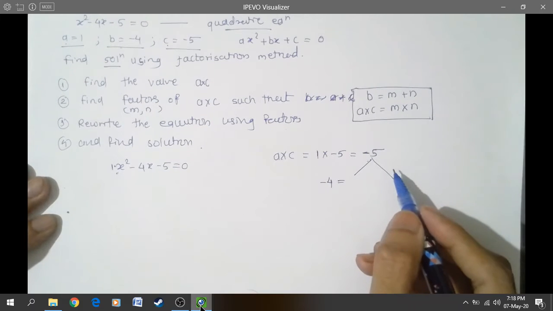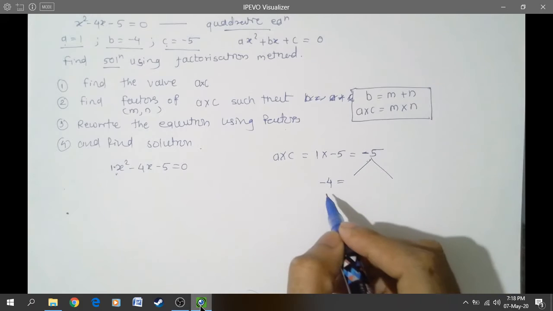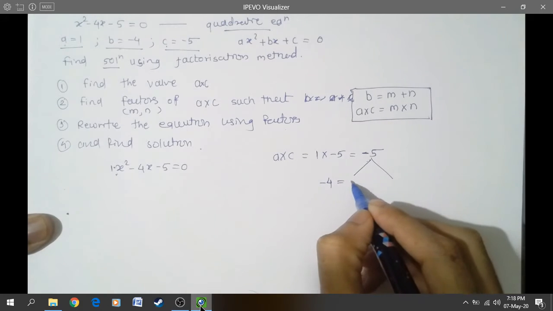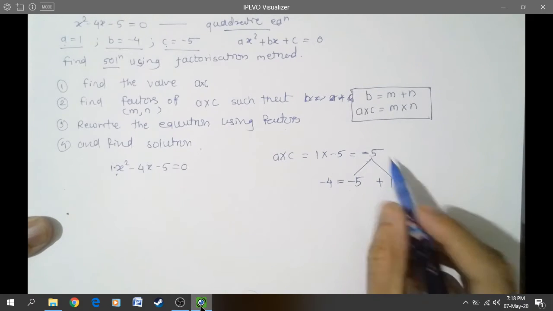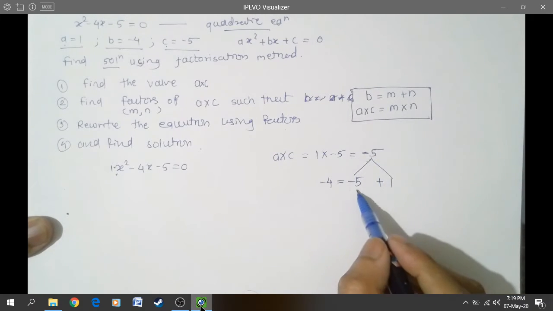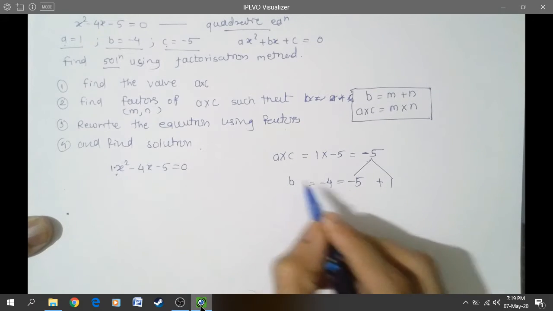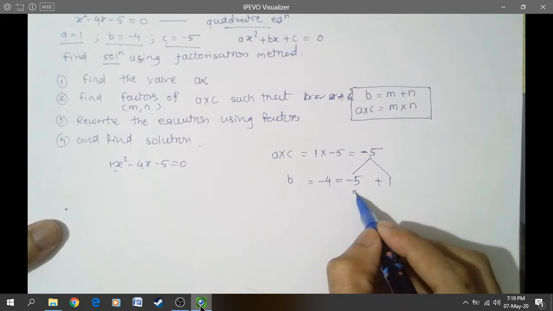We should be adding them to get the value of minus 4. How can we write the factors? We can write minus 5 plus 1, right? Minus 5 into 1 is minus 5, and also minus 5 plus 1 is equal to minus 4, which is b. So we got our values m and n.